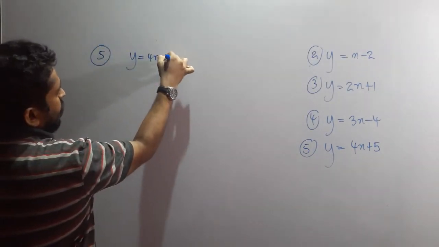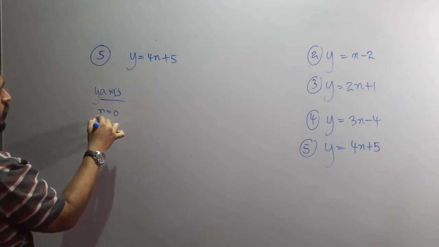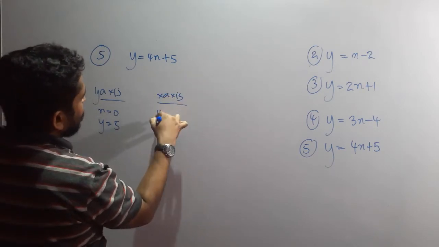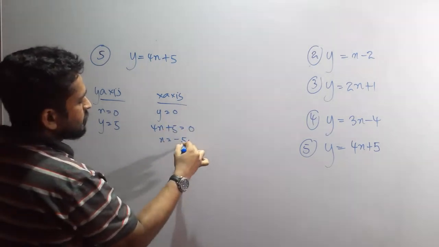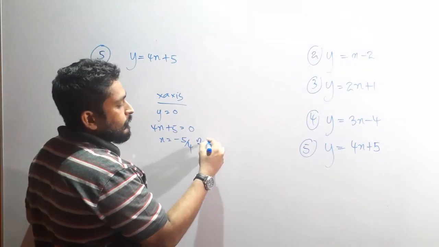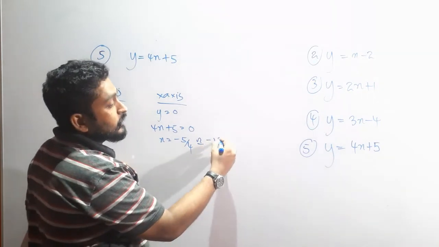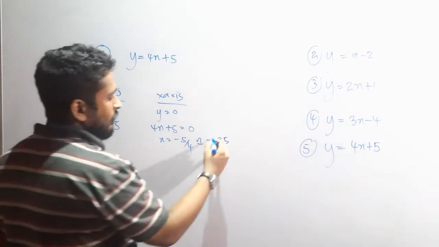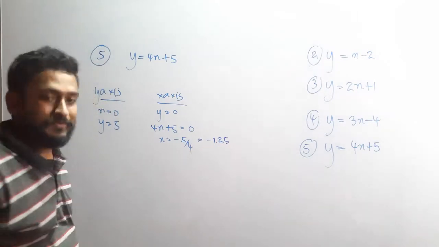Y equals 4x plus 5. The y-axis by x equals 0: y is 5. The x-axis by y equals 0: 4x plus 5 equals 0, x equals minus 5 by 4. Let's have the approximate value by now: minus 1.25. Actually, that is not an approximated value, that is the exact value.